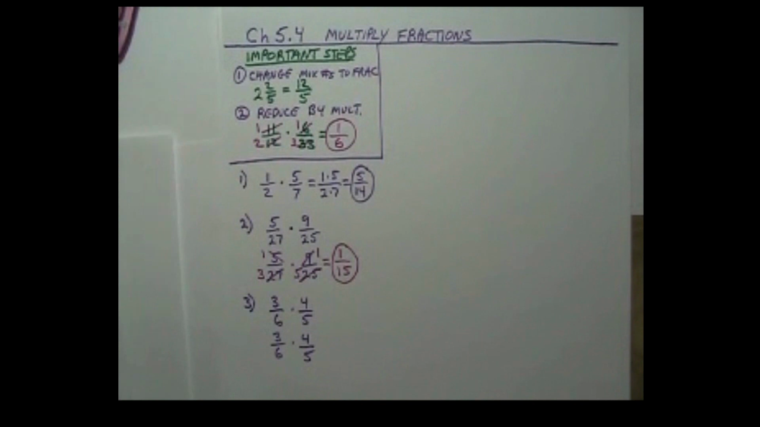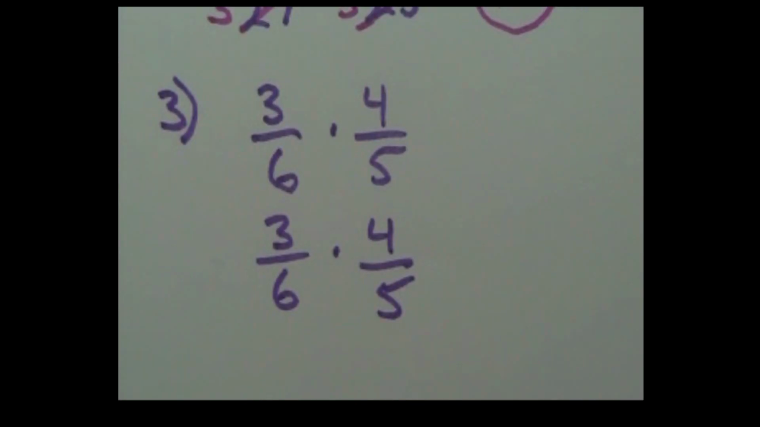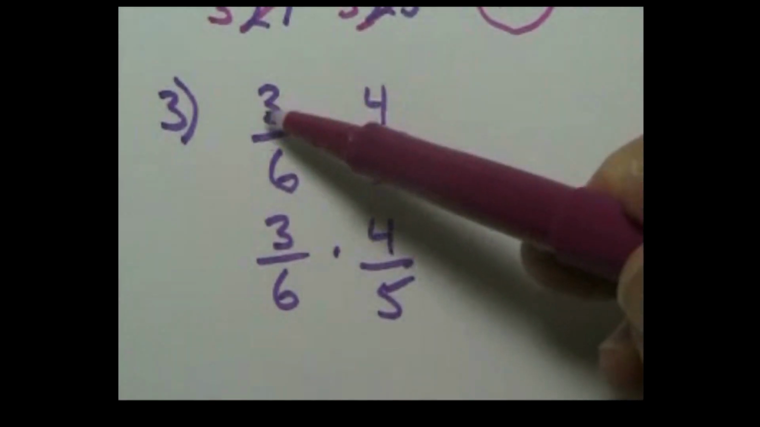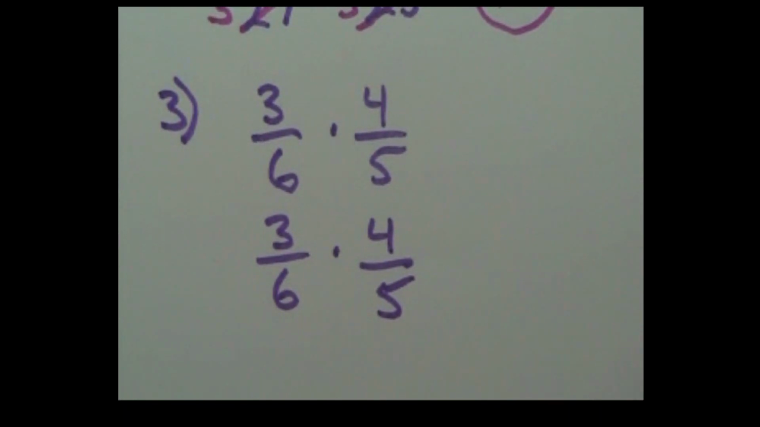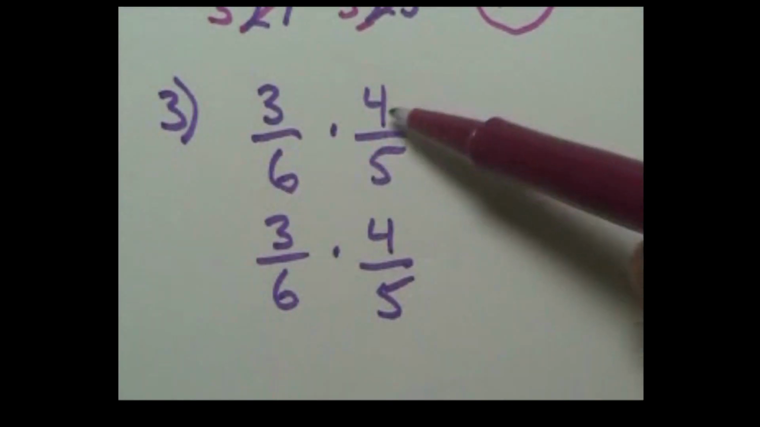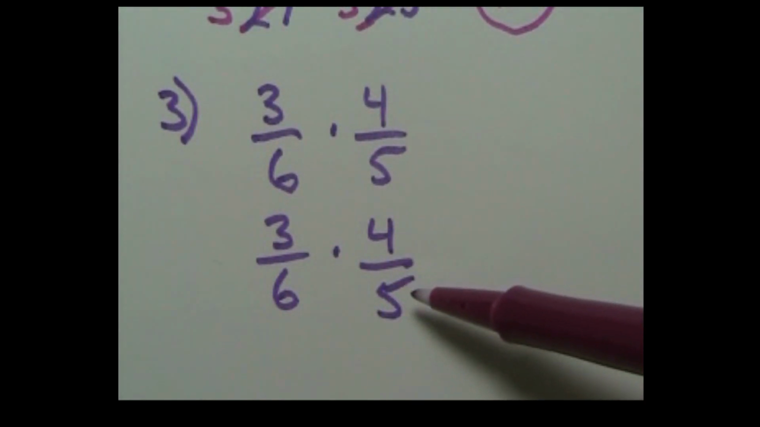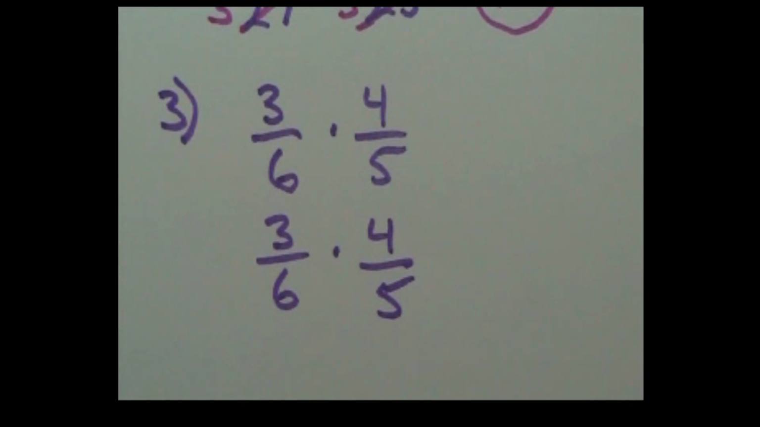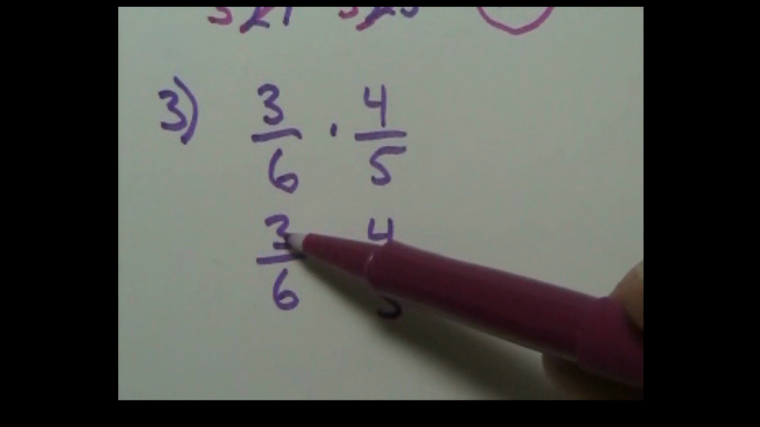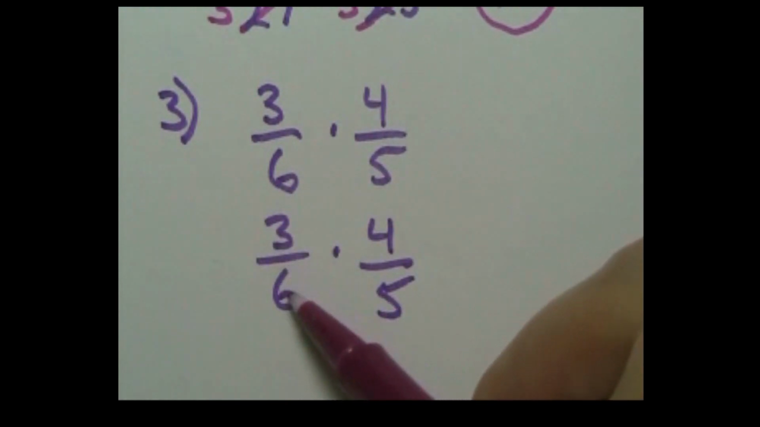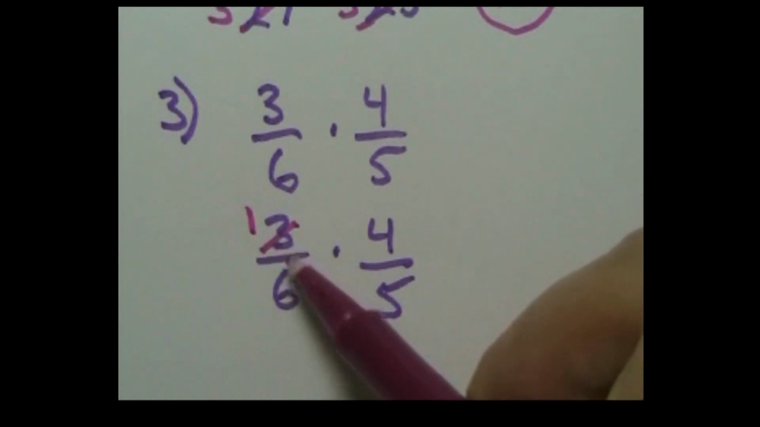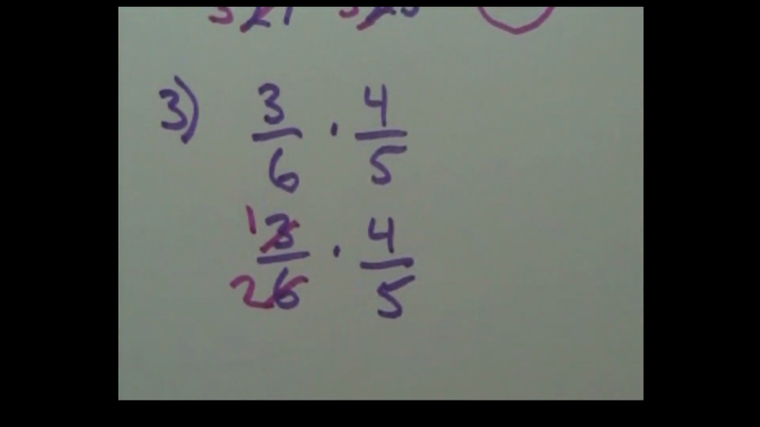Just to let you know, I'm writing fairly small. Here's the bottom of my paper. Just to give you some idea. So 3/6 times 4/5. So here's my original problem. I'm going to rewrite it down below here. And now I'll start reducing. Notice right away that 3/6 can be reduced, because 3 goes into both of those. 3 goes in here once, and 3 goes in here twice.